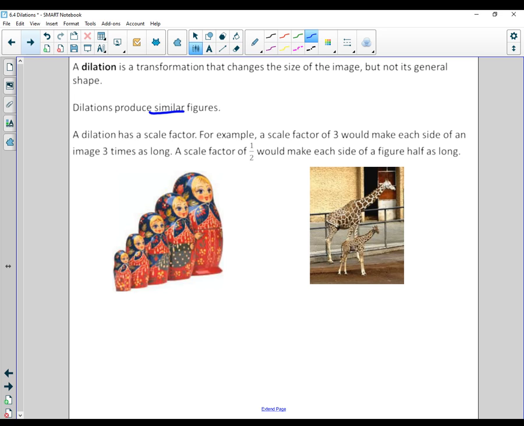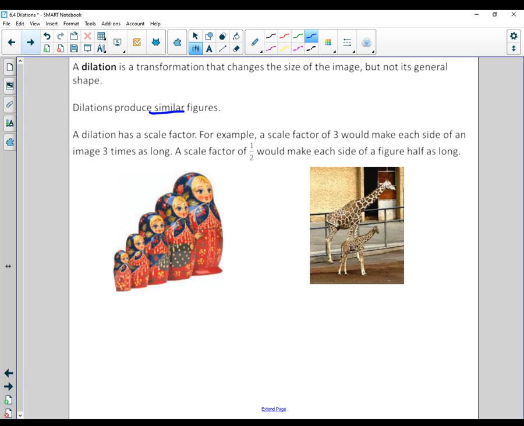A dilation has a scale factor. For example, a scale factor of 3. So if I had something and I gave it a scale factor of 3, I'd make all the sides 3 times bigger. Not necessarily the area, but each side. And then a scale factor of 1/2 would cut each side in half and make it half as long.